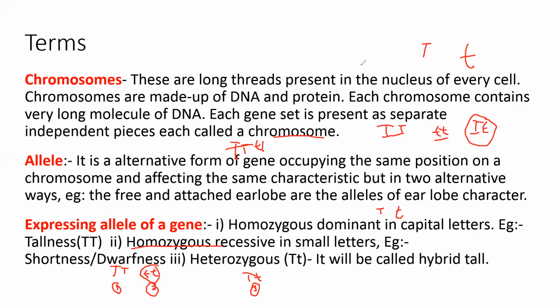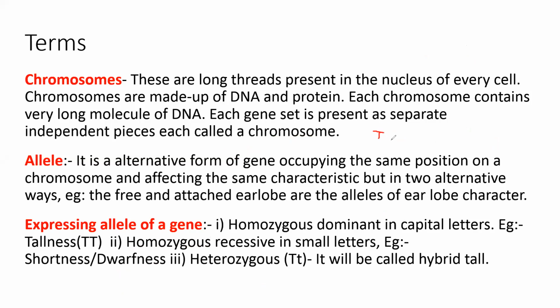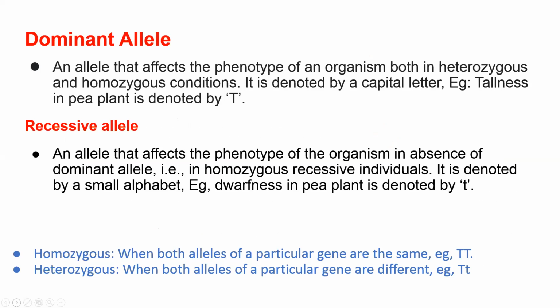Another term is hybrid. When you cross a tall plant, that is capital T, and a dwarf plant, you get capital T small t. This is called the hybrid plant, and it's hybrid tall. We'll be going through all this just to give you an idea of the terms we all need to know before this. We discussed the dominant allele and recessive allele. The dominant allele is always represented by capital letters, and the recessive allele is represented by small letters.